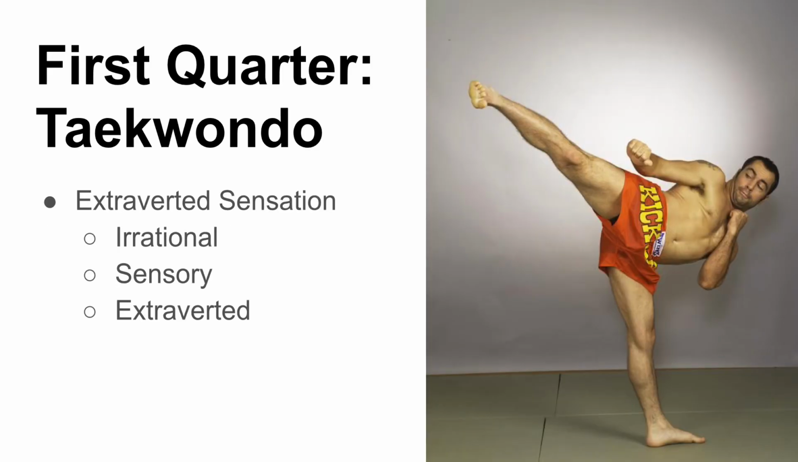So I see Joe Rogan's first quarter is primarily described by extroverted sensation because during his first quarter, he was a very successful Taekwondo practitioner. I see this as a manifestation of his extroverted sensation function for the following three reasons. It's irrational as opposed to rational. Taekwondo is sensory as opposed to intuitive, as well as extroverted as opposed to introverted.